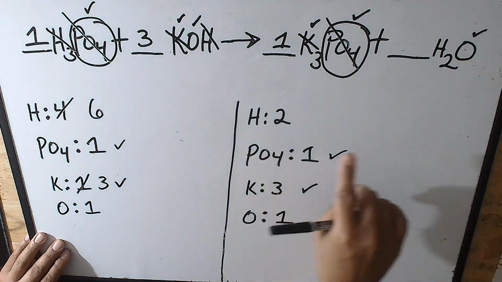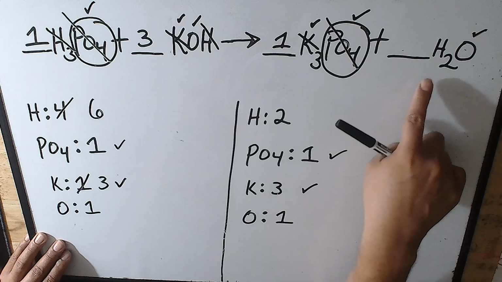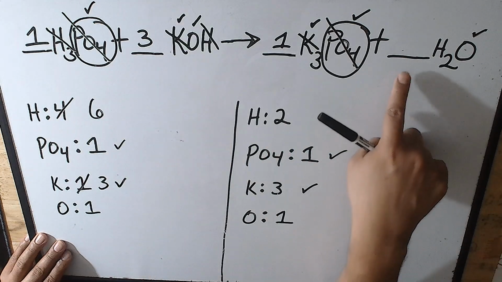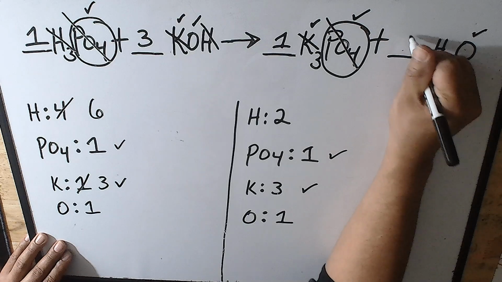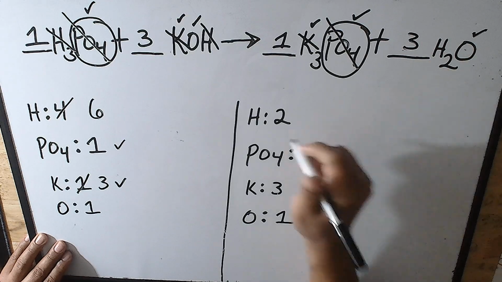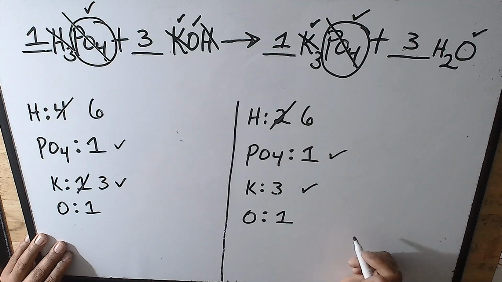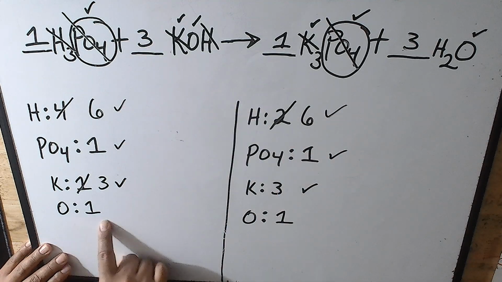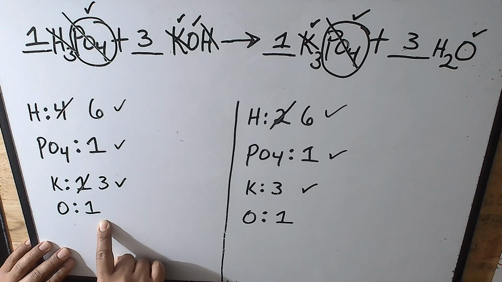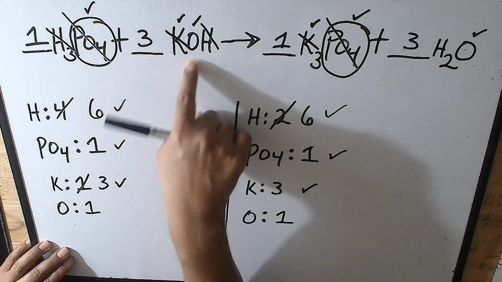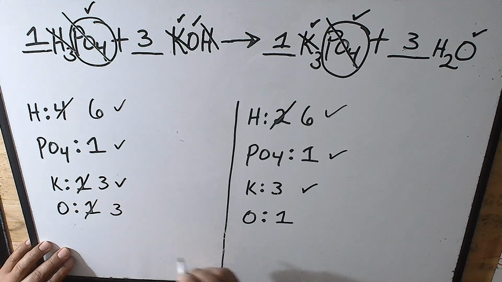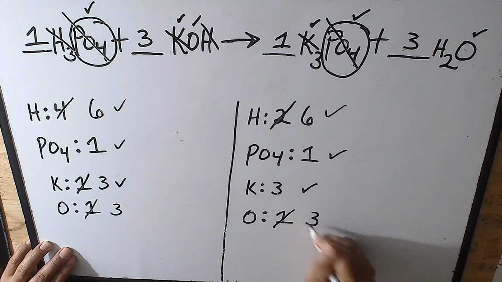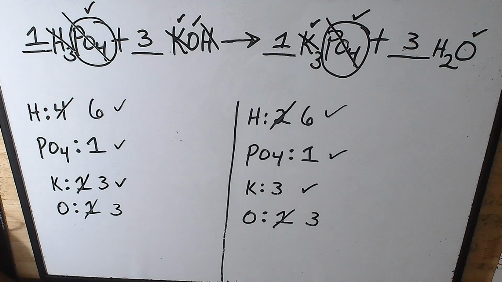So now we have to come over here for the hydrogens. We have 2, and I need to make it a 6. So therefore, I'm going to put a 3 in the coefficient. 3 times 2 gives me 6. And that is balanced as well. And the only thing that is remaining is the oxygens. So I have 3 oxygens. And then I also have 3 oxygens. So at this point, everything is balanced.